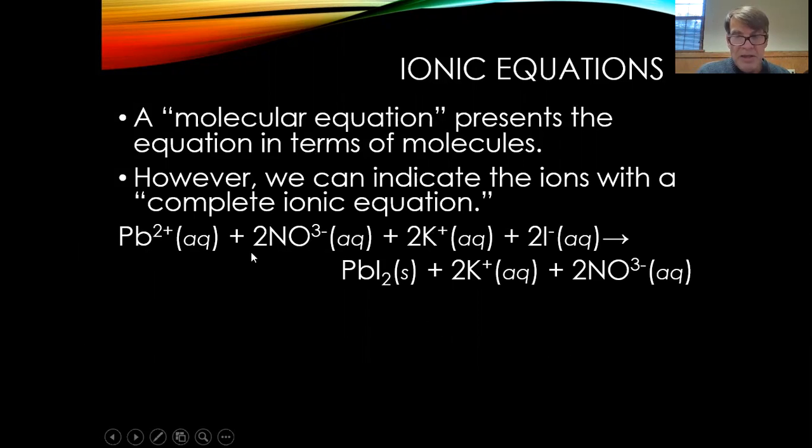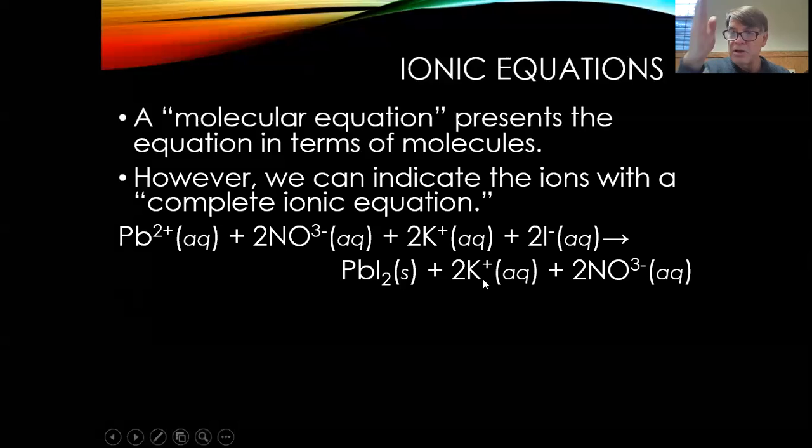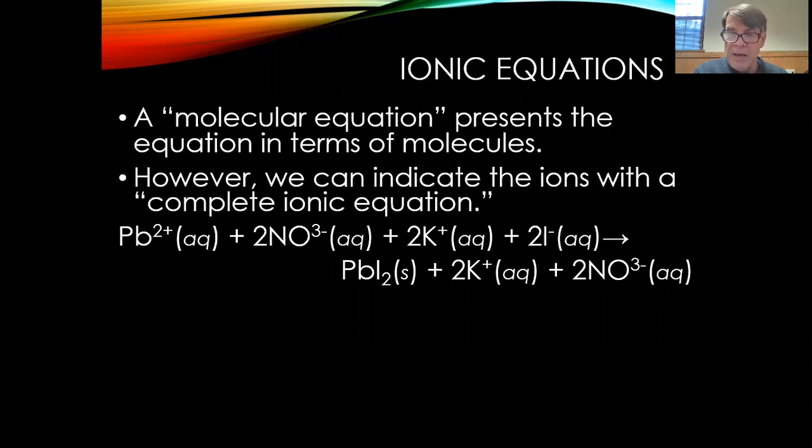But when we mix them together, the nitrate's going to stay in solution because all nitrates are soluble. Potassium is a column 1 metal, an alkali metal, so it's going to stay in solution. But lead and iodide, man, they want to get together. And so they form a precipitate. They form a solid. And so this is a complete ionic equation because all the ions are separated out as ions, although we do have the solid together as the molecule it was meant to be. It was a match made in chemistry.